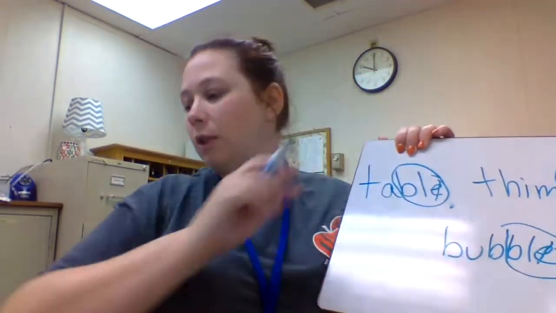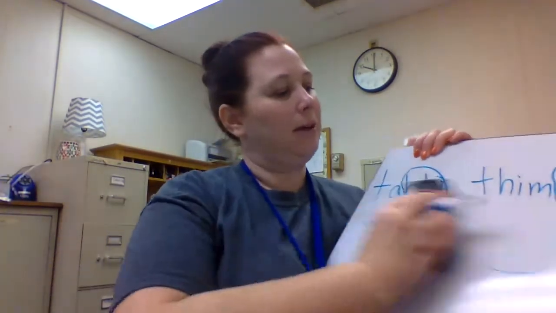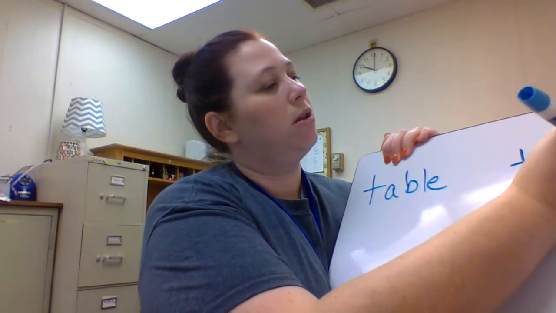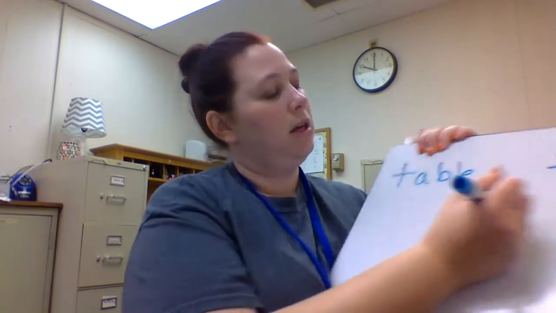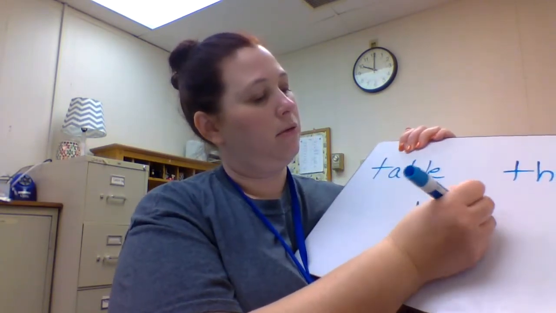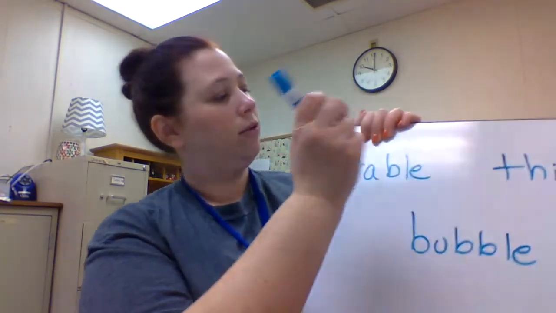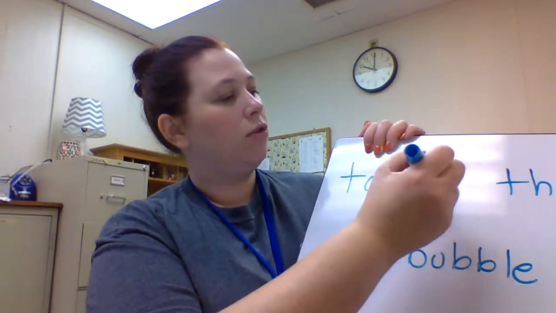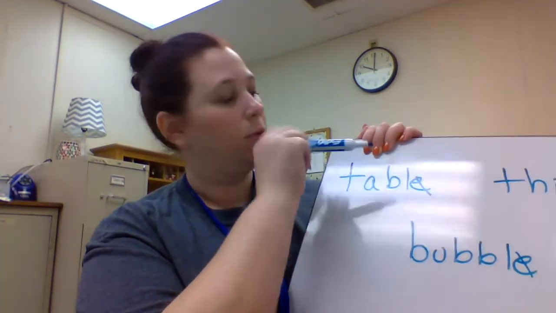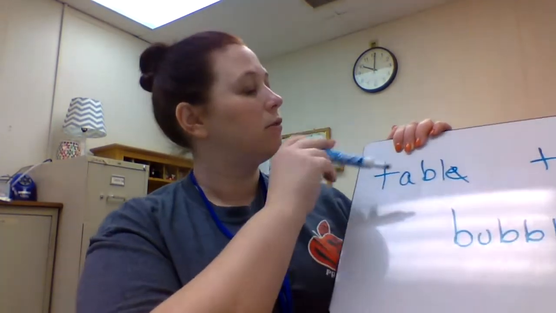So when we would code these, I need to rewrite them because Miss White messed up and circled our things. Table, thimble, and bubble. All right, so when we're coding these, we're going to cross out the E, like I said, because we're not saying the E in there. We're really more saying that bull sound.